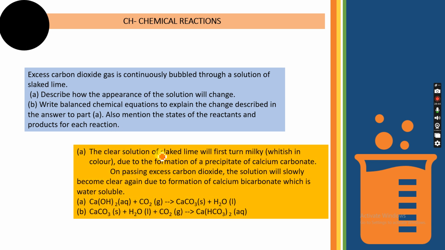So that's the answer. First it is forming calcium carbonate, and then when excess carbon dioxide is given, it forms calcium bicarbonate, which is again soluble in water. Lime water turning milky means calcium carbonate is insoluble, that's why it gives a milky appearance. So the clear solution of slaked lime will first turn milky whitish in color due to the formation of a precipitate of calcium carbonate, and then on passing excess carbon dioxide, it will slowly become clear due to formation of calcium bicarbonate, which is water soluble. These are the reactions related to this equation.